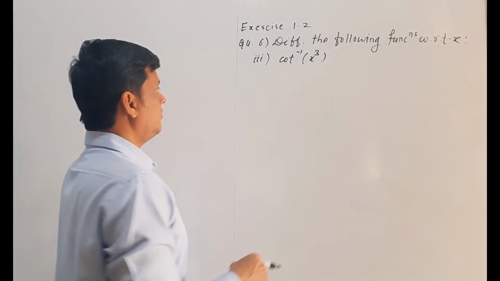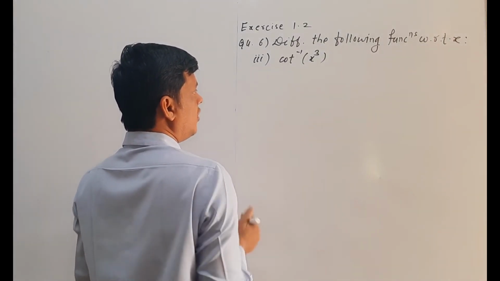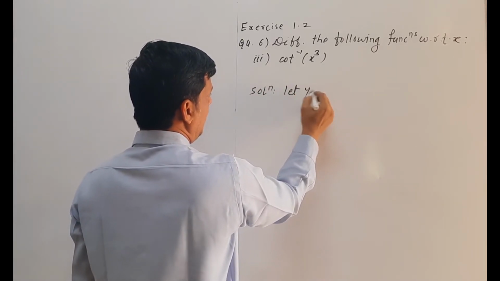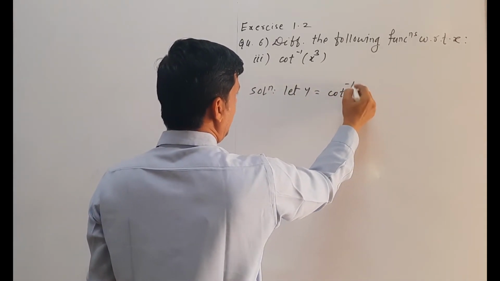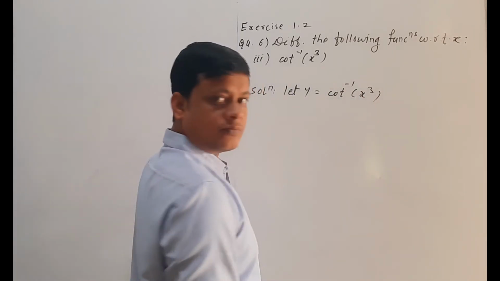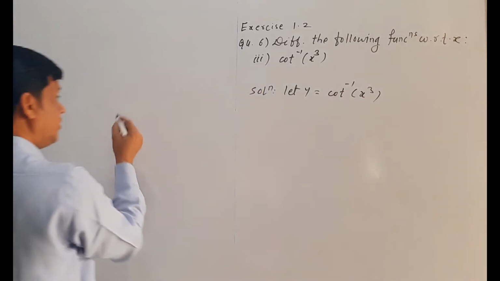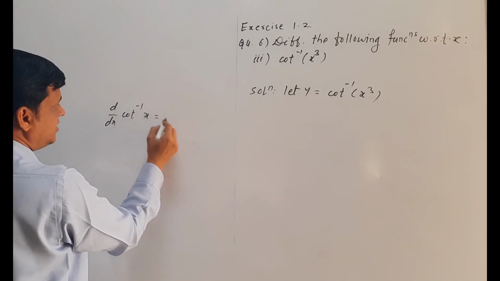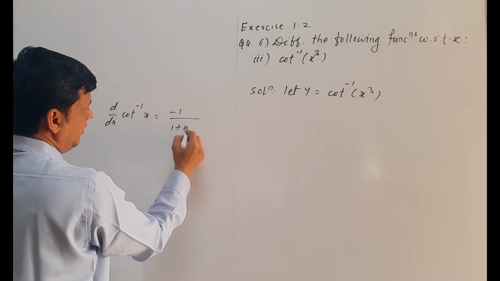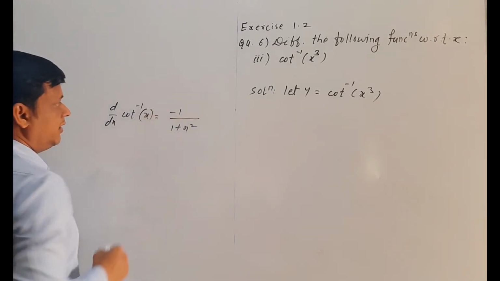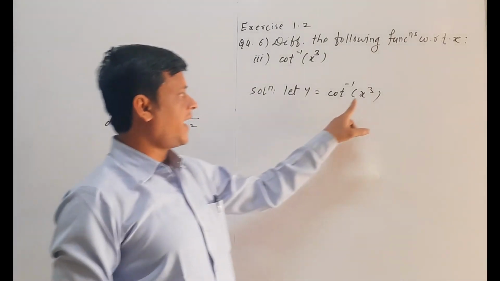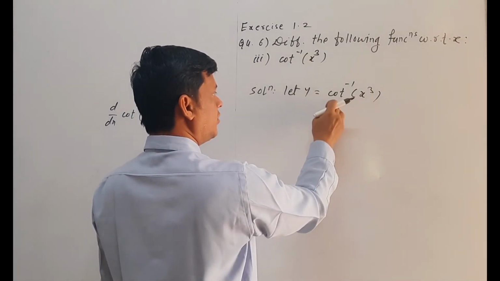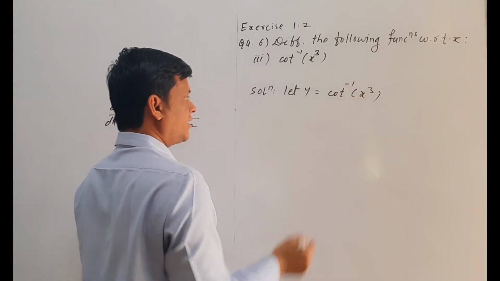Now see third sub question, cot inverse of x cube. So we write in solution, let y is equal to cot inverse of x cube. So we know the derivative of cot inverse x. Derivative of cot inverse x is minus 1 upon 1 plus x square. So here in place of x, the value is x cube, that means this is a composite function. So we have to find two derivatives, derivative of cot inverse and derivative of x cube.